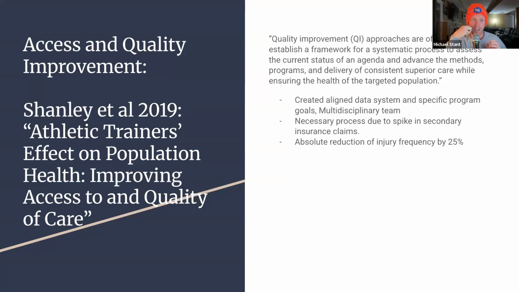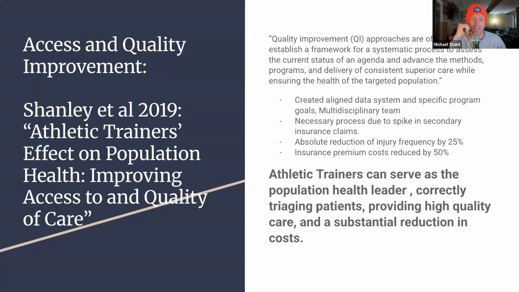After they did these interventions, and I want to tell you that this wasn't a very stringent research project in how they did these interventions. They're a little bit all over, which is absolutely fine because I think it probably worked out better. Some of it was coach education, some of it was implementing injury prevention programs or warm-ups, which we'll talk about later. But they saw an absolute reduction of injury by 25%, and insurance premium costs reduced by 50%, so they're getting fewer hits.